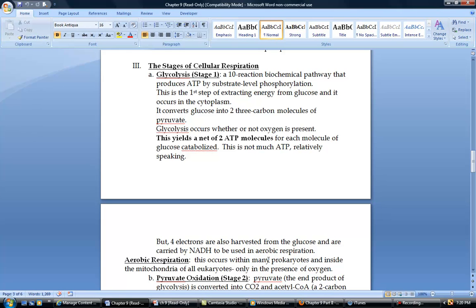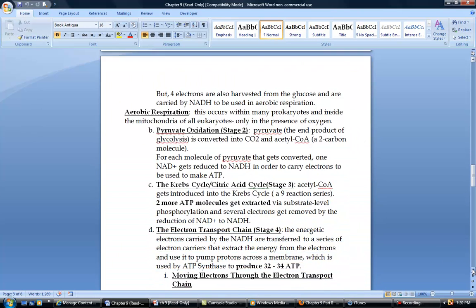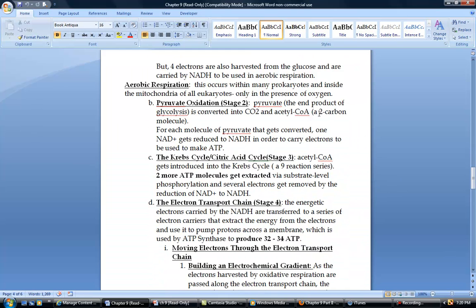Now, when we go on to these next stages, we're going to pretend that oxygen is around, because that's the most common way that these phases happen. So in the next video, we'll get into the other stages, which go a little bit more quickly.